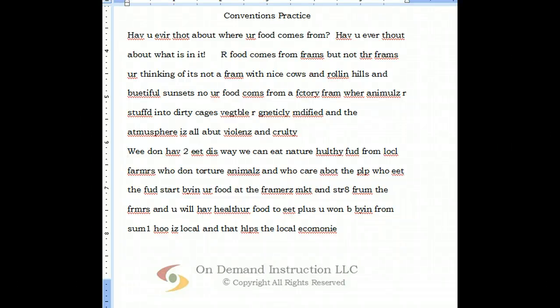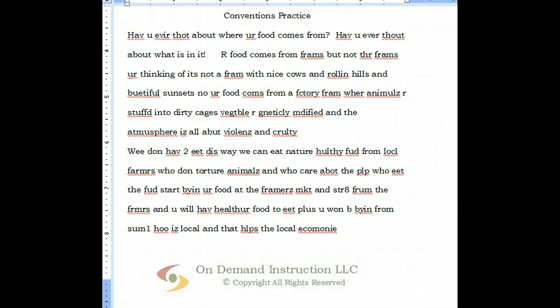Welcome. Today we're going to take a look at conventions. And specifically what we're going to do is look at this short piece of writing here and find some ways that we can improve the conventions of this piece. Now, what would be included in conventions?